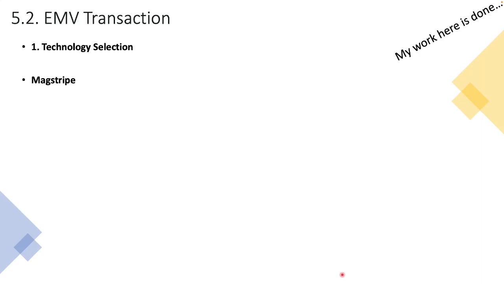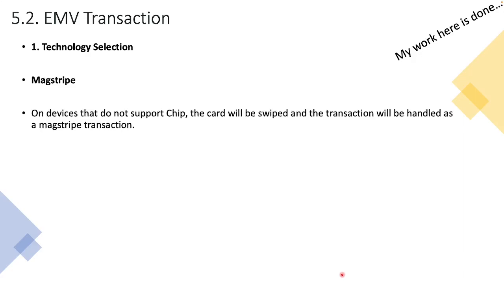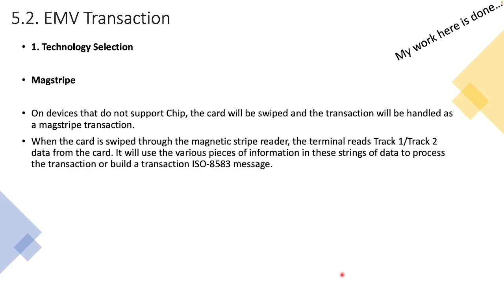The second technology that we could use would be magstripe. On devices that don't support chip, we would take the card and swipe it down the magstripe reader of the POS device. When we do that, the terminal will read the data on the magstripe of the card, literally track 1 and track 2 data, and then it builds an ISO 8583 message, adds this track 1, track 2 data to the message, and processes the transaction.